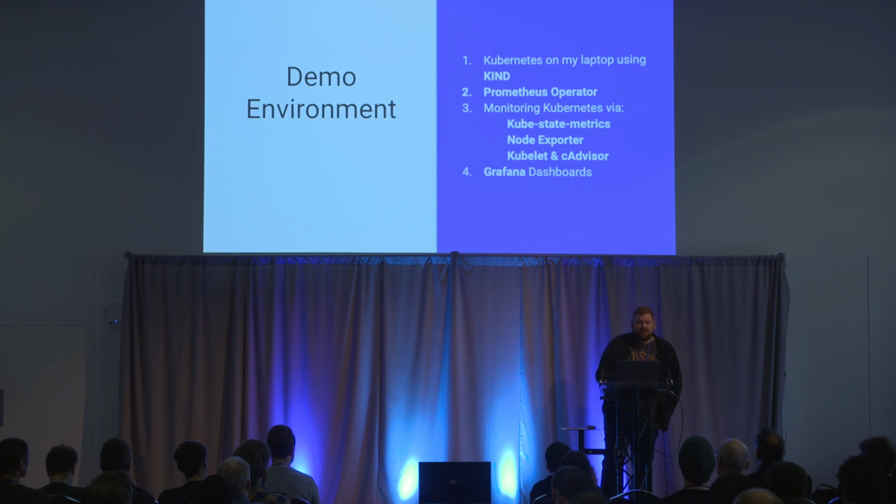Lastly, we then have Kubelet and cAdvisor. So these are actually components of Kubernetes that expose Prometheus metrics out of the box. So we can scrape those into Prometheus. And these will tell us information around the actual containers running on the nodes and give us useful metrics around resource usage of CPU and memory. Last but not least, we've also got Grafana deployed with some dashboards that we're going to use.